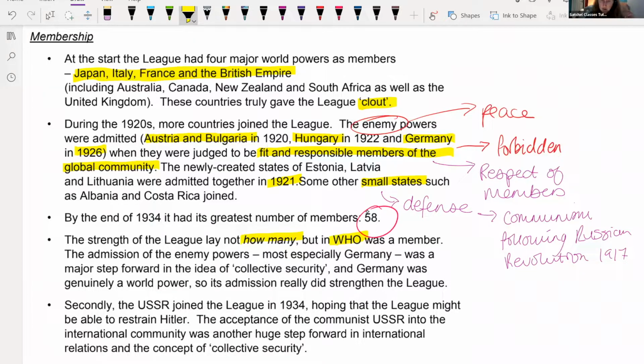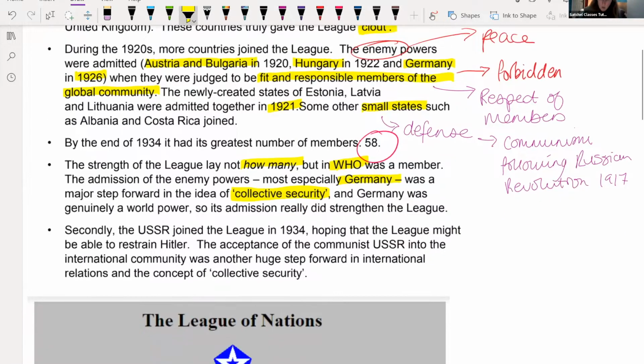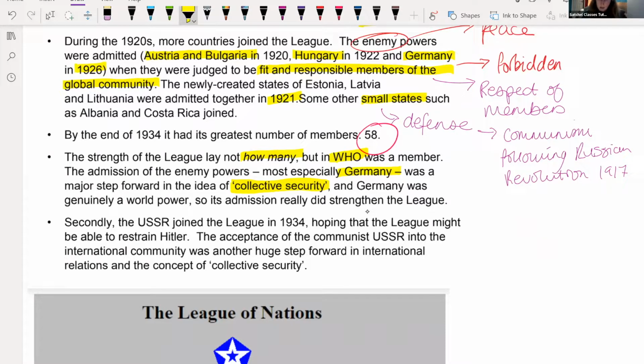So the admission of enemy powers, as we've said before, like Germany, was a major step forward because of the idea of collective security. Remember what I just said, if you were to lock Germany out of the League, then it is still a threat. When it can prove that it's able to work well with other countries, allow it in and let it work with them. So Germany was genuinely a world power, so its admission did strengthen the League.